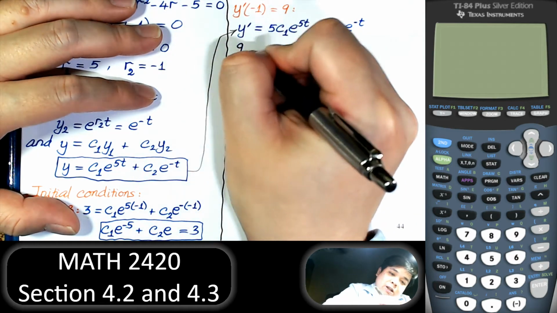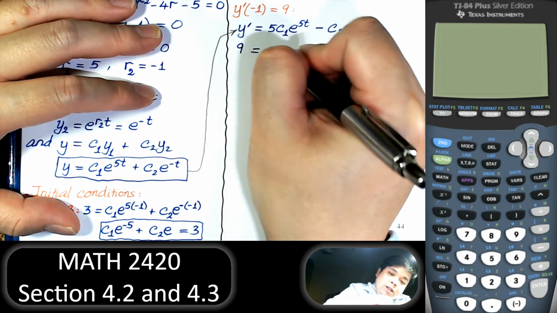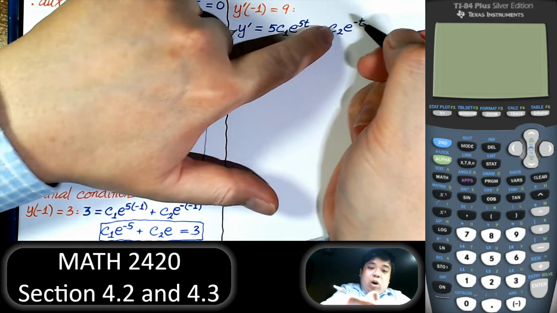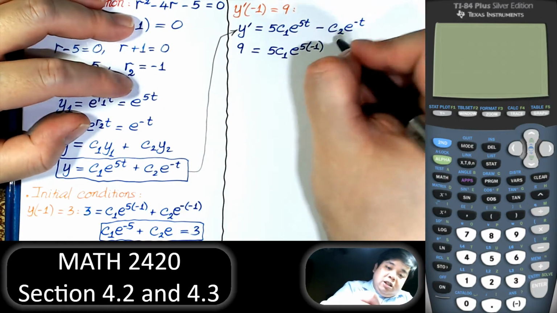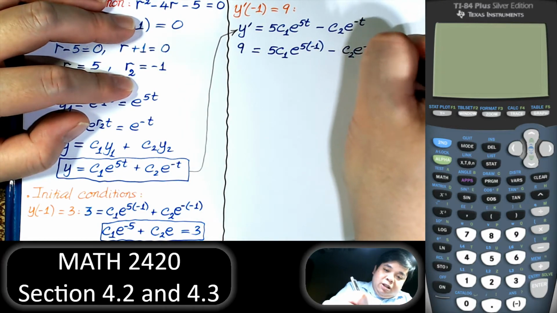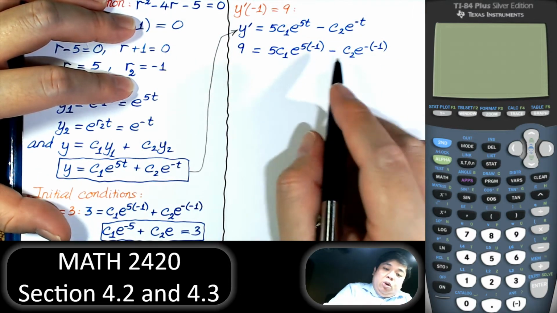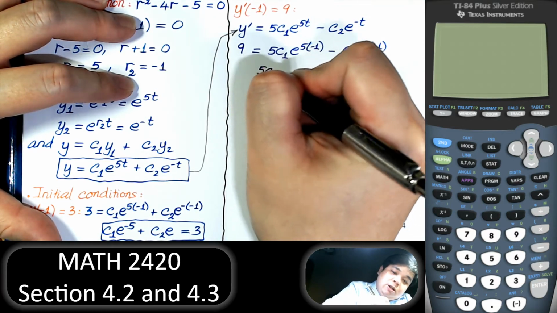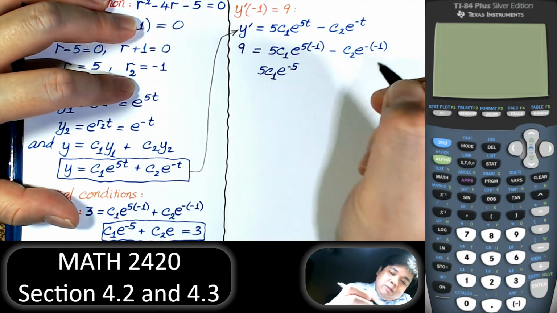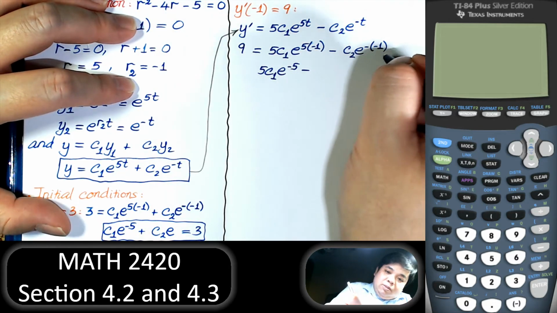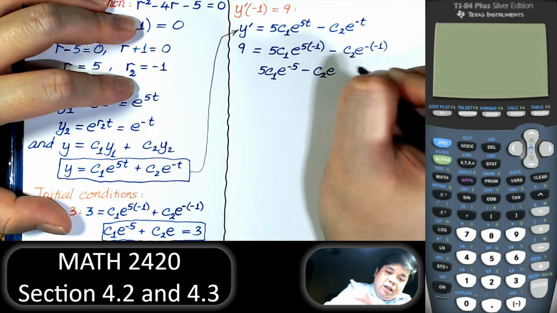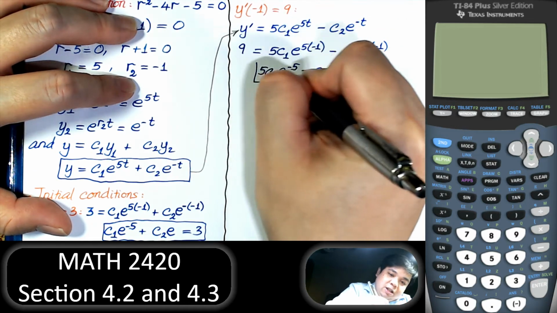9 equal to 5 c1 e to the 5t, where t is equal to negative 1. So I put negative 1 in for t and make them equal to 9, minus c2 e to negative 1 equal to 9. Rewrite this, I will have 5c1 e to negative 5 minus c2 e equal to 9. Now this is the second equation.